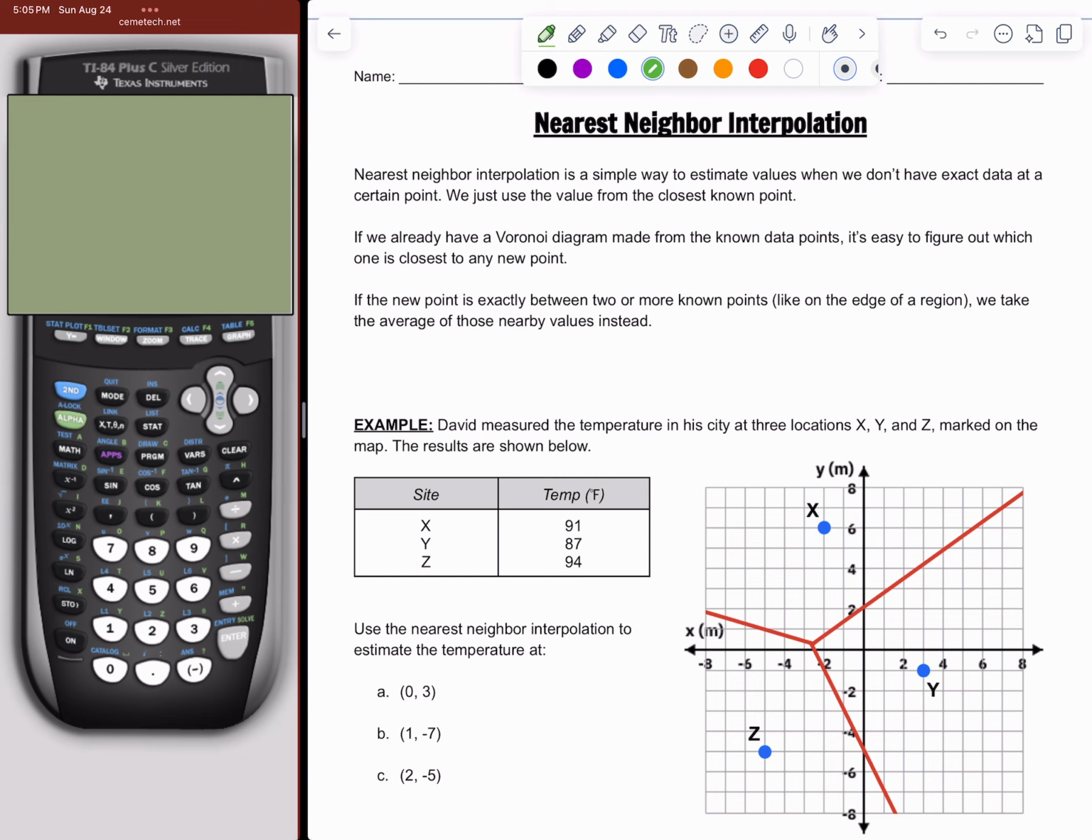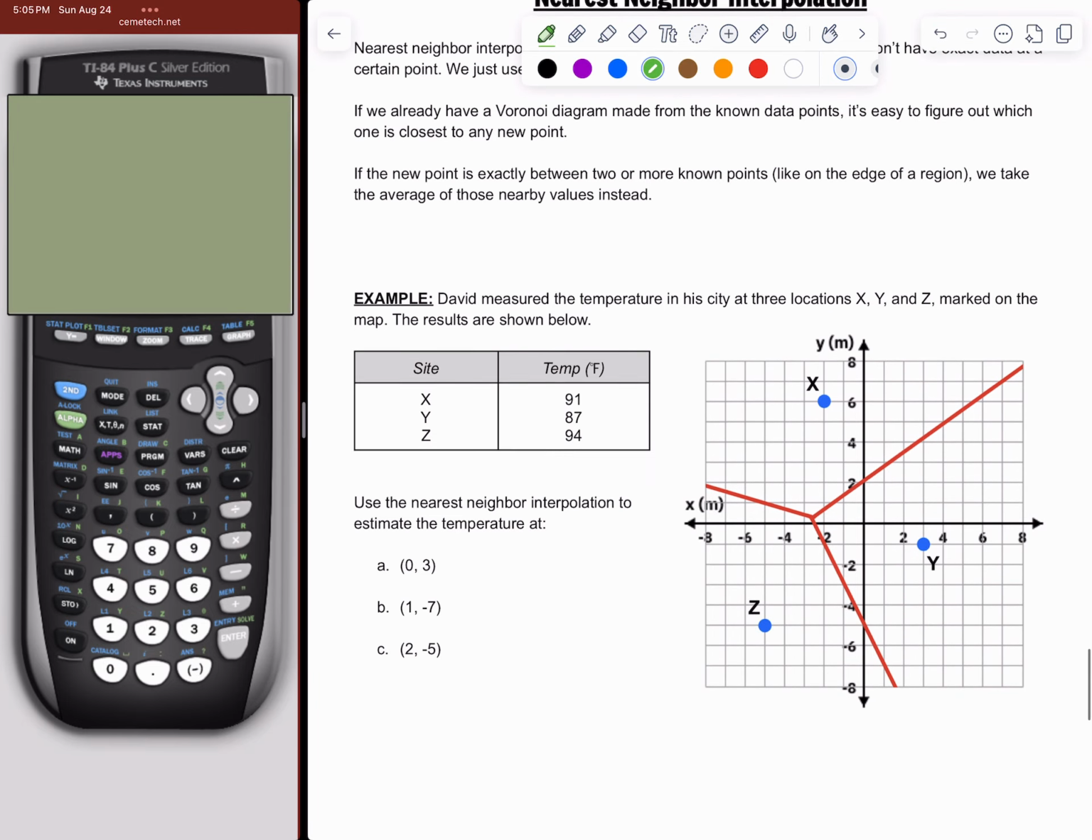The only time that is not true is whenever you have a point that is halfway or equal distance from two sites, meaning that the point lies on a bisector or in the intersection of more than one bisector. And when that happens, you have to take the average of the sites that it's halfway in between. So let's look at an example here.